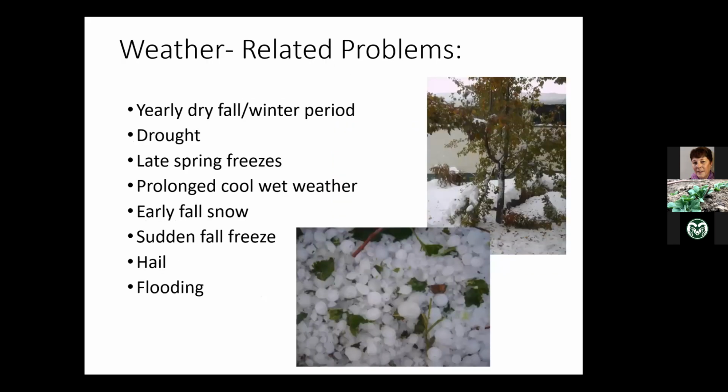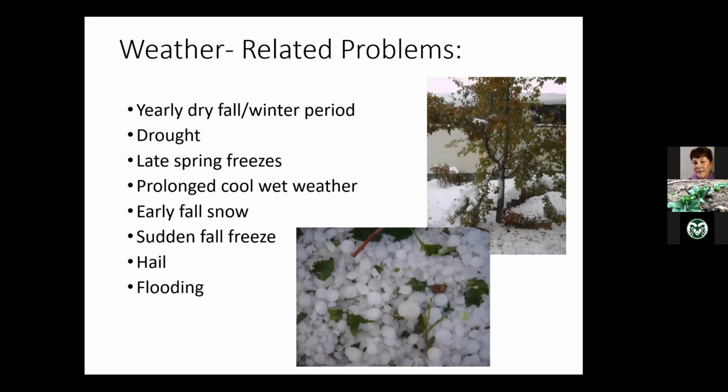So weather-related problems. Here we go. Yearly dry fall and winter period. I do not know if the snow is going to bring us out of drought, but we are currently in a drought here in Colorado. It is pretty bad. We are way below our moisture level for the year. It has been very dry this winter. For all of my complaining about not being plowed out of my driveway, I'm not going to complain, because the moisture is good. We need this going into spring. For me, it's good fire insurance. The more snow we get, the better off I am.